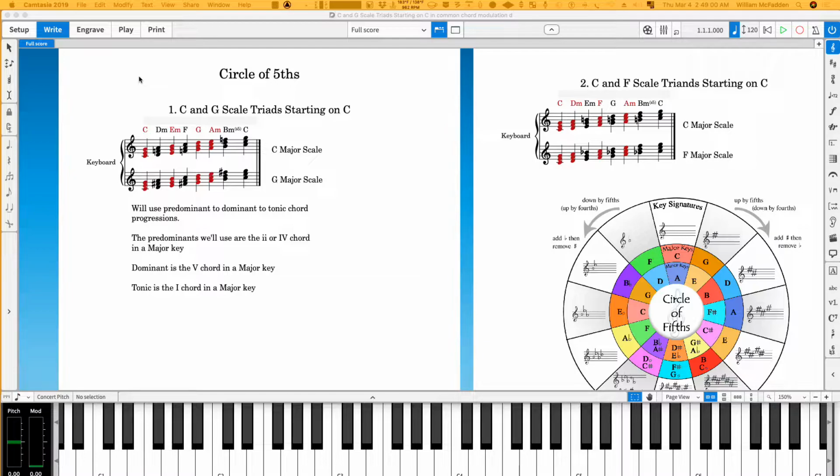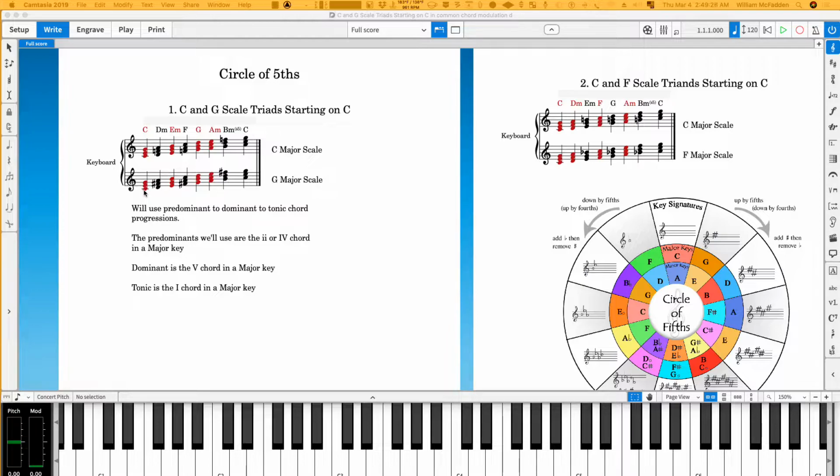in this video we're going to take a look at common chord modulation, and we're going to do that by using the common chords in the C major scale initially and the G major scale. We're forming triads in the C major scale starting with the note C, and we're also forming triads in the G major scale starting with the note C.